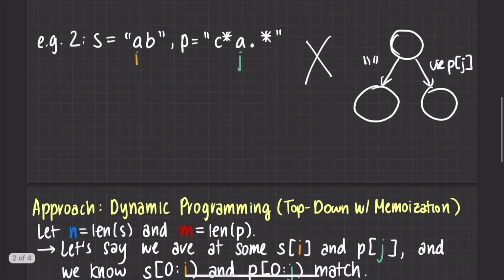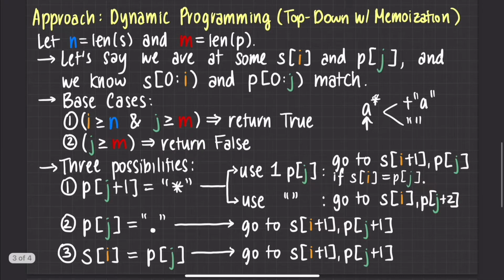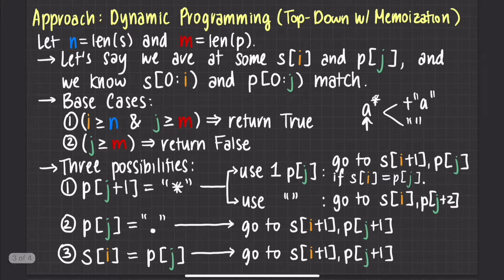programming with memoization. So more formally, this is what the algorithm looks like. So let's start off for simplicity by defining n and m as the length of our string and our pattern accordingly. And let's say that we are indeed at some I and j. Okay, so what we're trying to do right now is we're trying to find from starting at index I all the way until the end of S, and starting from index J all the way till the end of P, if those two strings match.